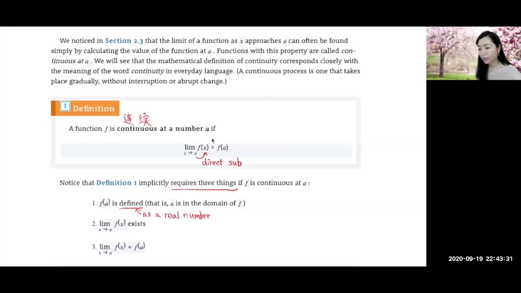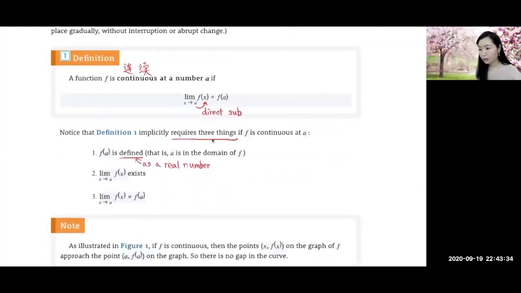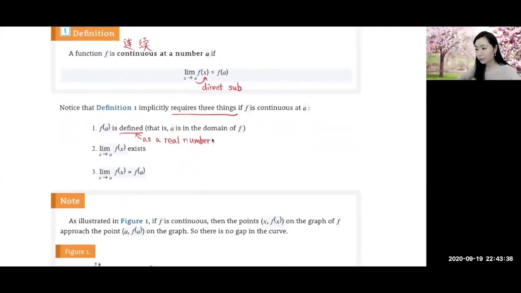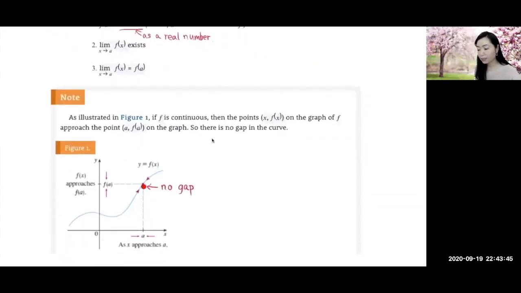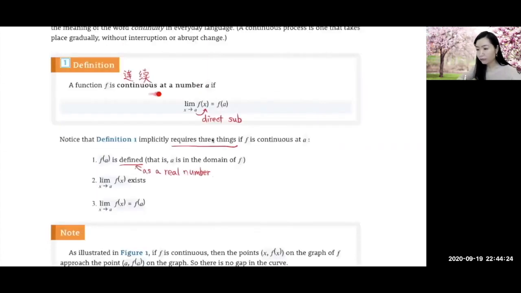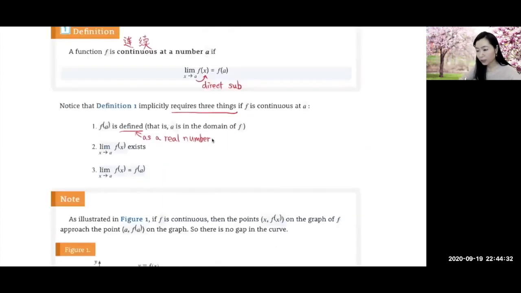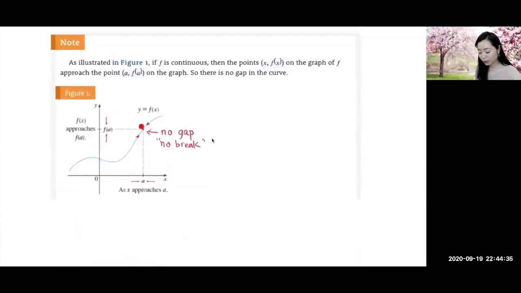Now some of you might feel that it's a little bit hard to visualize. Basically, if you're looking at the graph of a function that's continuous at a, it just means that the graph has no gap over here. So you can go from one side of this graph to the other side without lifting your pen. So this is a formal definition for a function f that's continuous at the number a. You can do direct substitution, and if you try to visualize it, the graph will have no break at a.